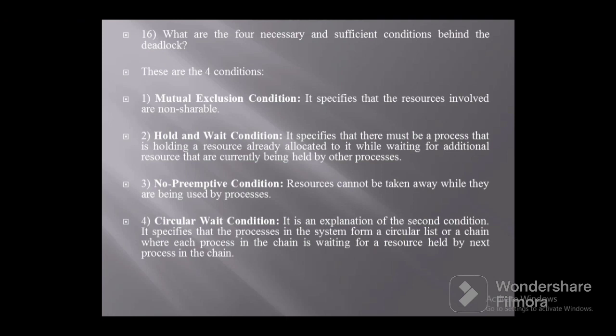And no preemptive condition means resources cannot be taken away while they are being used by the process. Since A and B are using their resources, that's why they are not sharing their resources with each other. Then circular wait condition. It specifies that the processes in the system form a circular list or a chain, where each process in the chain is waiting for a resource held by the next process in the chain. As I have taken the example, the same thing is written over there.